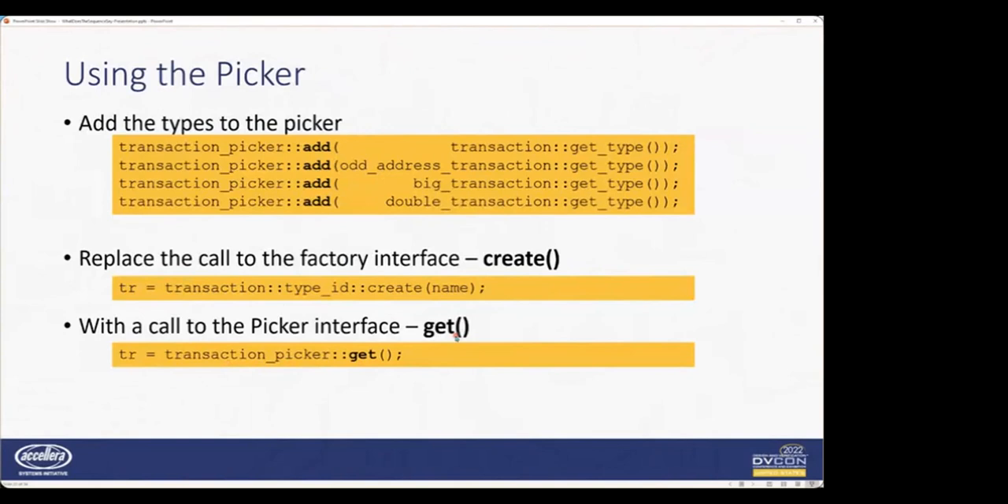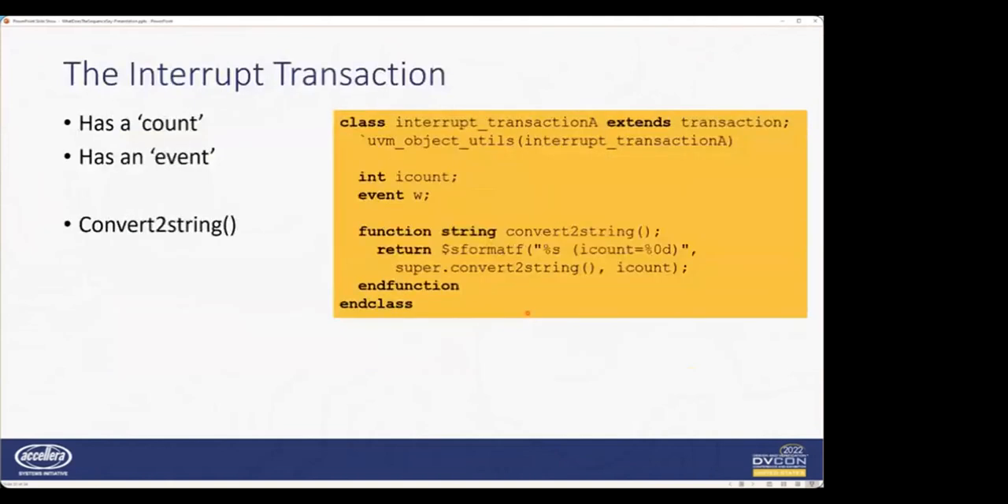So our sequence is going to call transaction picker::get. Now, anytime we call that, we're going to get one of 4 different transaction types randomly. So that's great productivity because now you get all these different traffic patterns.